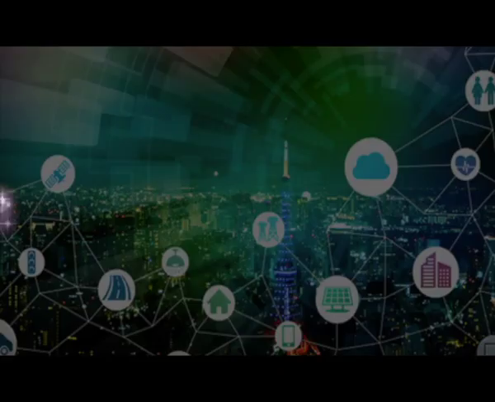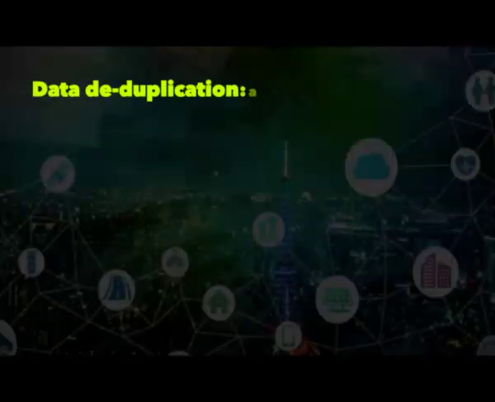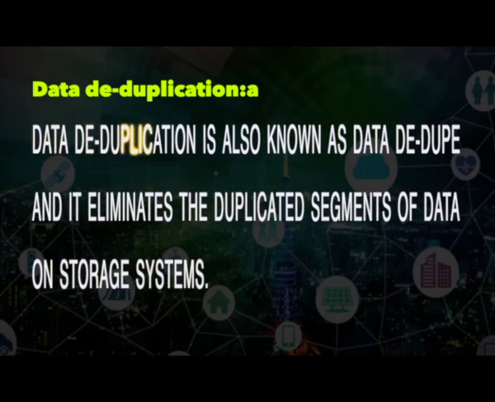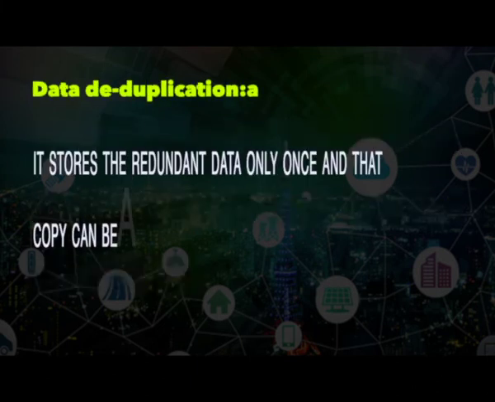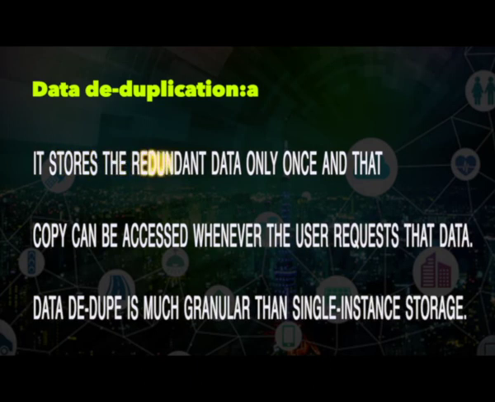They are data deduplication. Data deduplication is also known as data dedupe, and it eliminates the duplicated segments of data on storage systems. It stores the redundant data only once, and that copy can be accessed whenever the user requests the data. Data dedupe is much more granular than single instance storage.